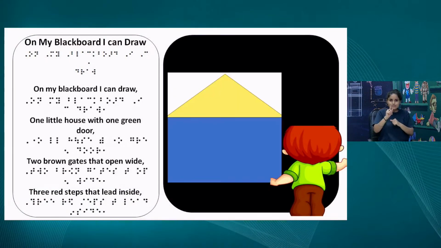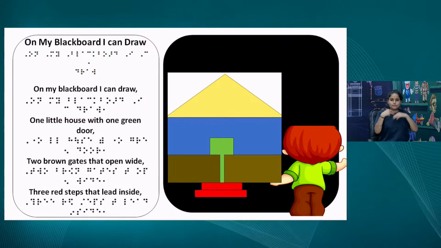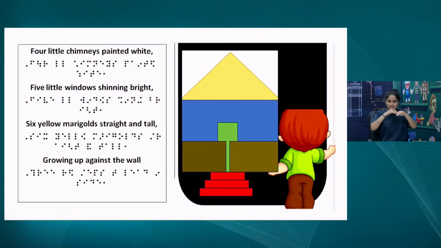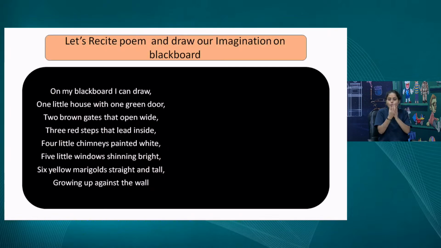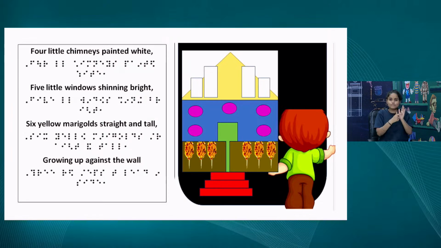One little house with one green door, two brown gates that open wide, three red steps that lead inside, four little chimneys painted white, five little windows shining bright, six yellow marigolds straight and tall, growing up against the wall. So students, now I believe you are able to recite the poem on your own.